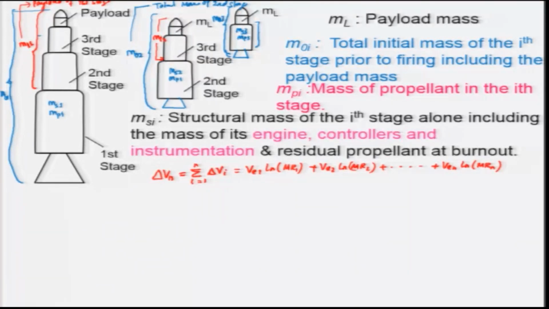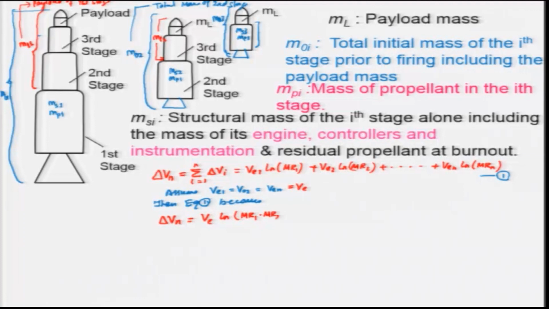Therefore, looking at the summation, if we assume VE1 is equal to VE2 is equal to VEn, then we can write this, let us say equation 1, as delta V n is equal to VE ln of mr1 times mr2 up to mrn.